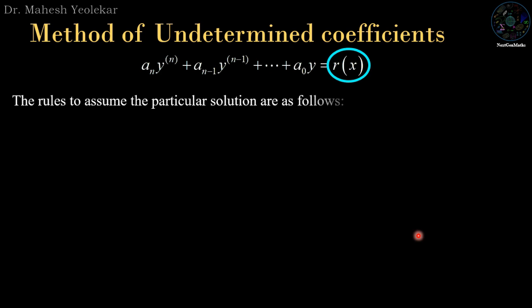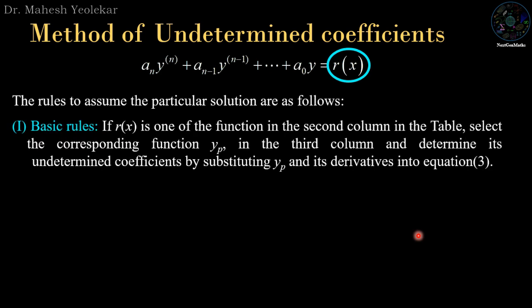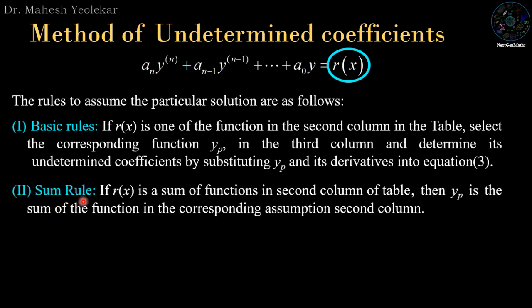Now, before assuming yp, we have to follow some rules for undetermined coefficients. The first rule is the basic rule. In the basic rule, if R(x) is in the form given in the table, then we can take the assumption of yp directly from the table. The second rule is the sum rule. If R(x) is a sum of functions from the table, that means e^x + x^2 or e^x + sin ωx, then the assumption is the sum of the assumptions of each function, that means the assumption of x^2 plus the assumption of e^x or of sin x.